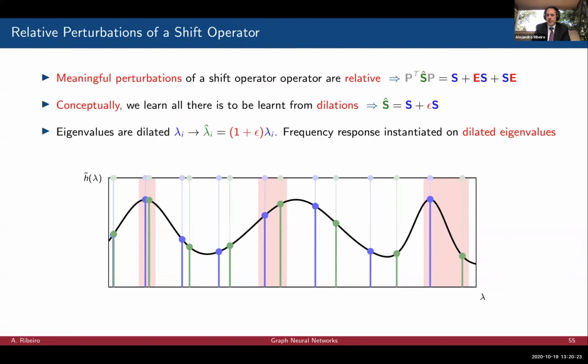What happens when I scale the shift operator or when I dilate the shift operator? Well, the eigenvalues, they get dilated as well, okay? Therefore, the frequency response gets instantiated on dilated eigenvalues. For features that live in low frequencies, there's not much of a change. For features that live in intermediate frequencies, there is a little bit more of a change. And for features that live in high frequencies, there is quite a lot of a change.